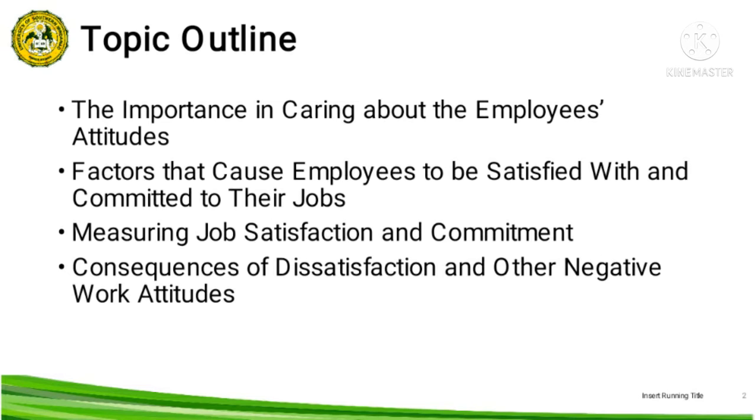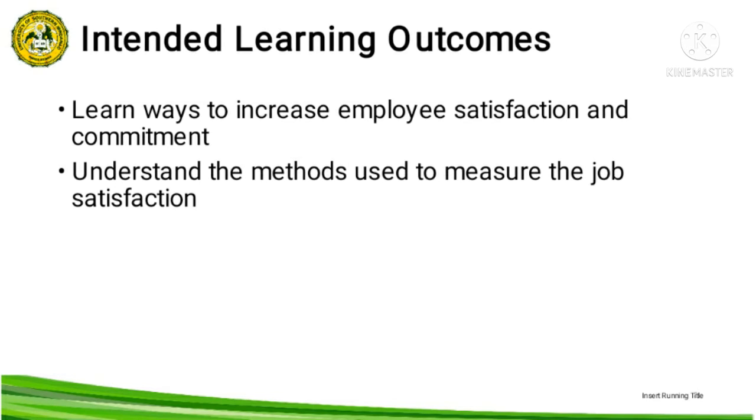My topic outline is: the importance of caring about employees' attitudes, factors that cause employees to be satisfied with and committed to their jobs, measuring job satisfaction and commitment, and consequences of dissatisfaction and other negative work attitudes. For my intended learning outcomes, first is to learn ways to increase employee satisfaction and commitment. Second, understand the methods used to measure job satisfaction.